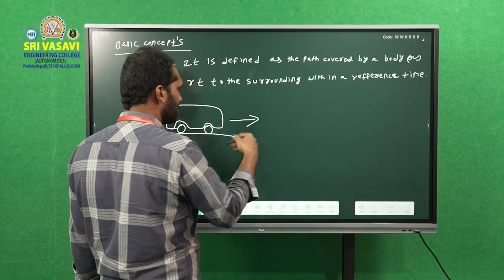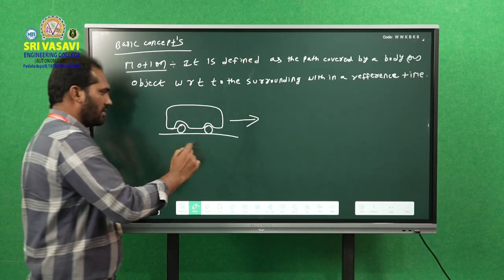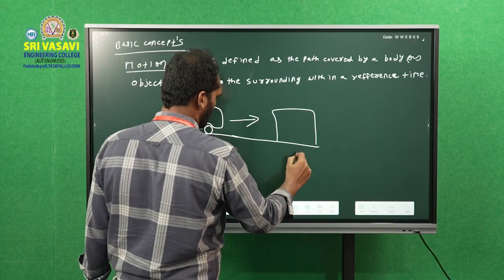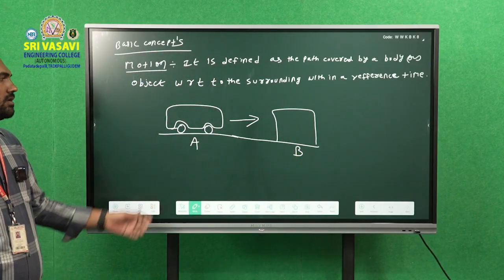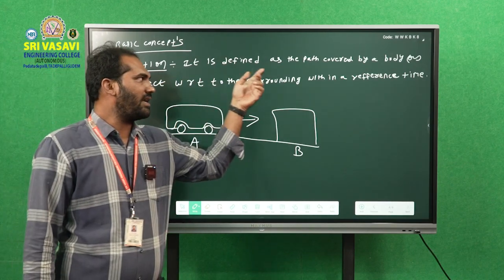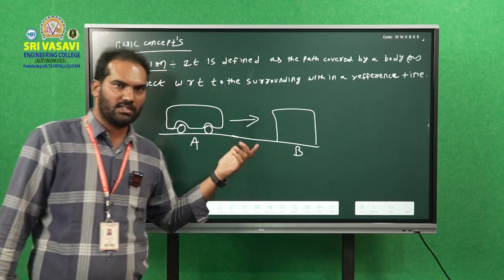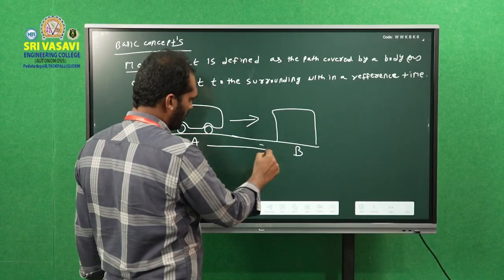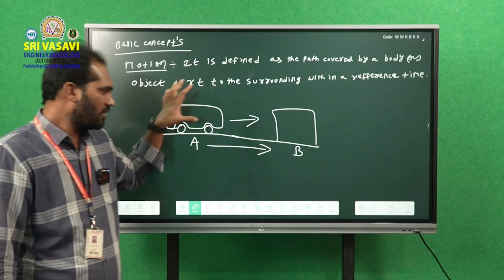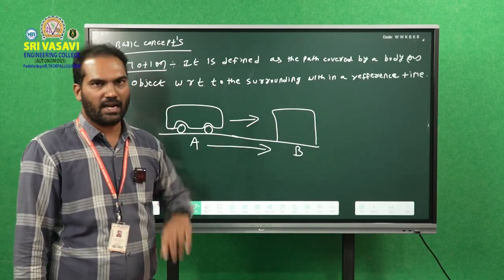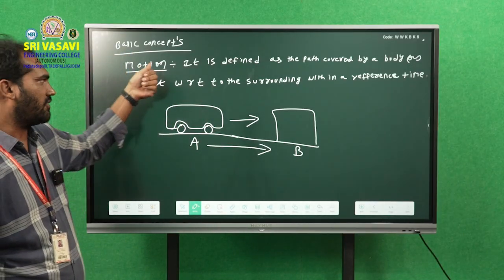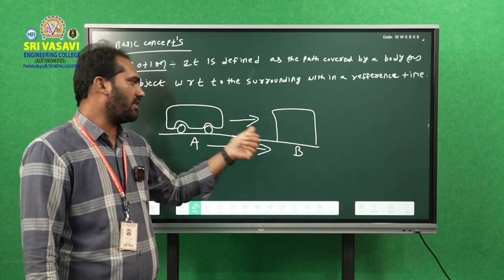It is traveling with some velocity, some acceleration. It is at point A, and it moved to point B. So from point A to point B it has moved. We can say it is defined as a path covered by a body. From A to B the path is covered. That is nothing but motion. From one reference point to the second reference point it has moved, so we can conclude that is also a motion.